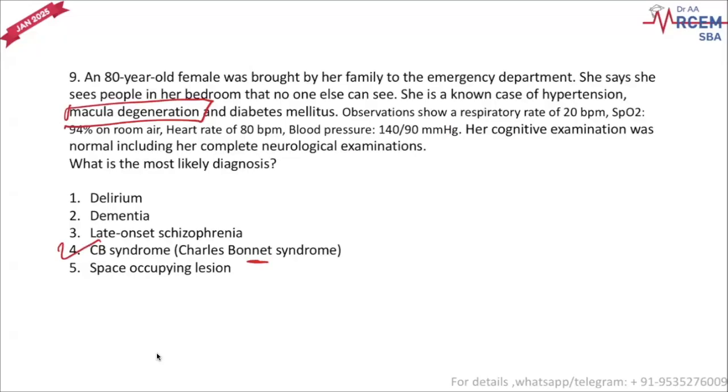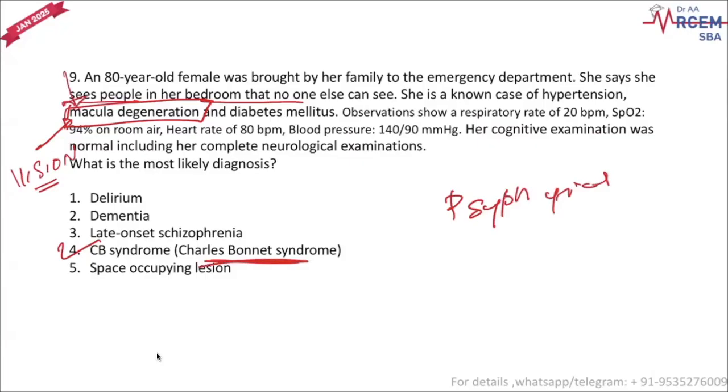In Charles Bonnet, what happens? People who have macular degeneration will have loss of vision. Because of the loss of vision, eventually they start hallucinating. This is the hallucination the person is having. It is basically a psychophysical visual disturbance that the patient is having. This is known as Charles Bonnet syndrome, seen only in persons who have macular degeneration.